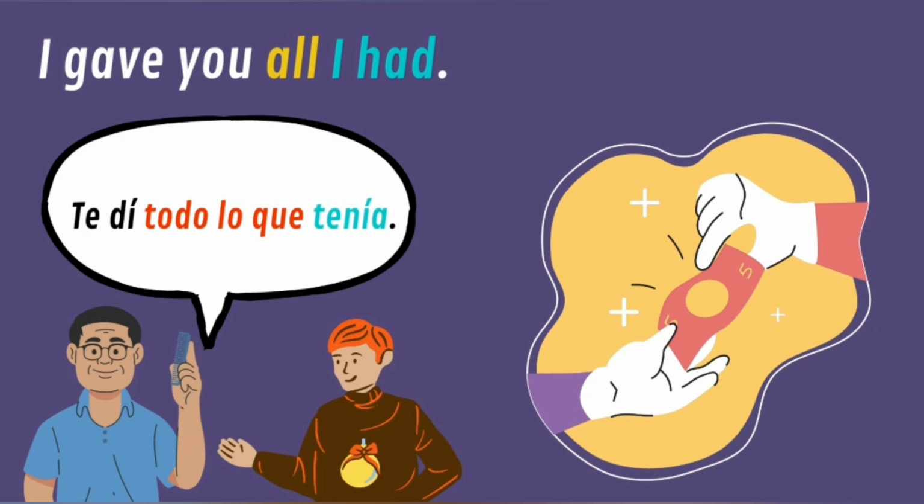All I had. So if you're having next to the word all a sentence with an action, then the word all, todo, will have an extra word with lo que. Okay? I gave you, te di, I gave you all, todo lo que I had, tenía. I gave you all I had, te di todo lo que tenía.